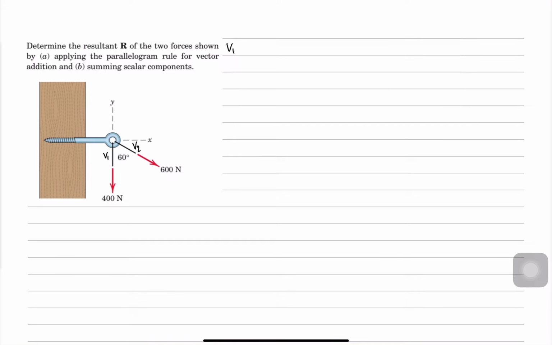So vector 1 is equal to 400 newtons. And now we need to find the angle of vector 1. We're going to call this angle theta 1. To make it easier, we need to find the angle of vector 1 with respect to the positive x-axis. So it is from here up to here, and by the looks of it, that is a 270 degree angle.